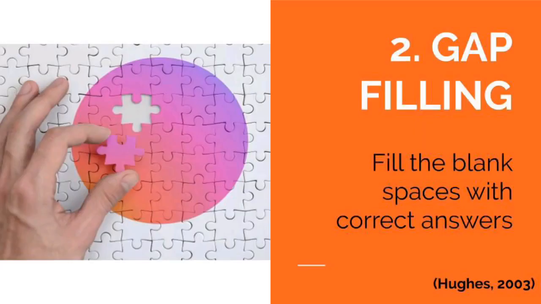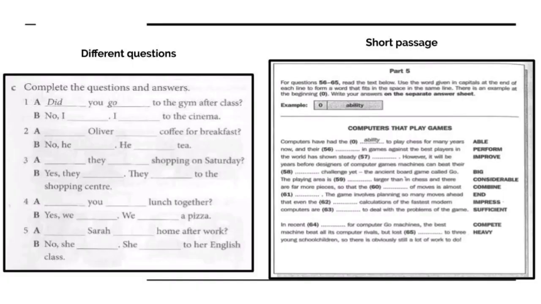The second type is gap filling, or fill in the blanks to complete the sentence. Usually, gap filling can be in different questions that are not related to each other. It also can be in the form of one short passage.